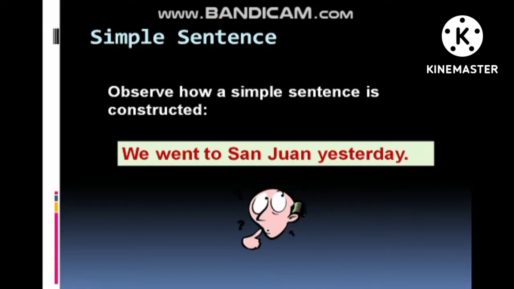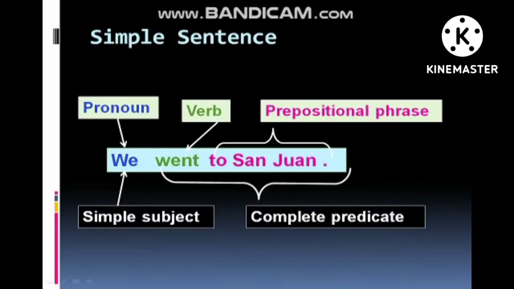Observe how a simple sentence is constructed. We went to St. John yesterday. So in this example, we went to St. John: we is a pronoun, went is a verb, to St. John is a prepositional phrase. So what is a prepositional phrase? A phrase that begins with a preposition and ends in a noun, pronoun or a noun phrase. For example, he is from Russia. From Russia is a prepositional phrase because from is a preposition. So here, we went to St. John, to is a preposition.